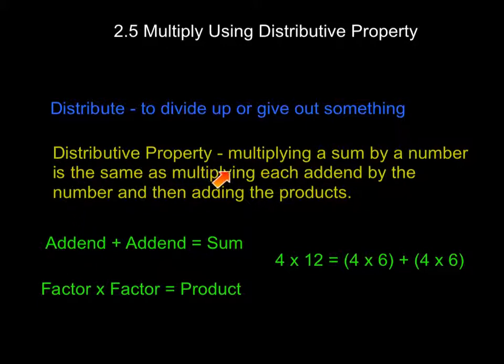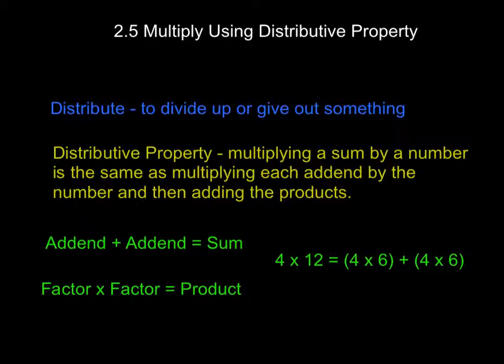Distributive property means multiplying a sum by a number is the same as multiplying each addend by the number and then adding the products. So in order to really understand that, we need to know what an addend is. An addend is a number that you add to another number, which would be another addend, which then equals a sum. And a product is the answer to a multiplication problem. So we have a factor times a factor equals a product.